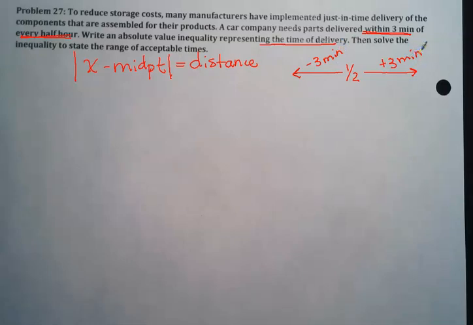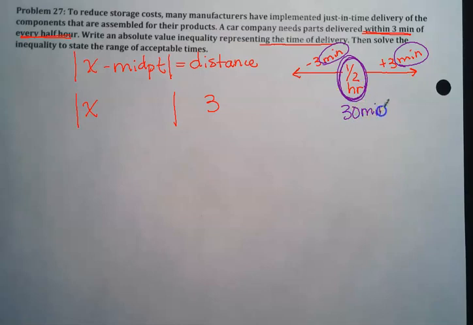That helps me know that the 3 is your distance. And we're talking about t or time, so we could use a t if you wanted. You can just leave x if you want. It does not matter to me. So what's your midpoint? It says of every half hour. This is in minutes, so we should make this in minutes. How many minutes is a half hour? Good, 30 minutes. So this is going to be x minus 30 in here. 30 is my midpoint.